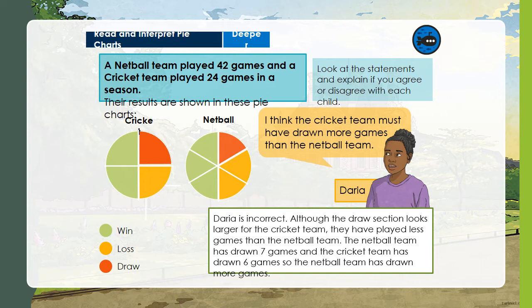We know that they played 24 games in total. What's a quarter of 24? 24 divided by 4 gives us 6. So we know that they drew 6 of their games. Now let's look at the netball team.